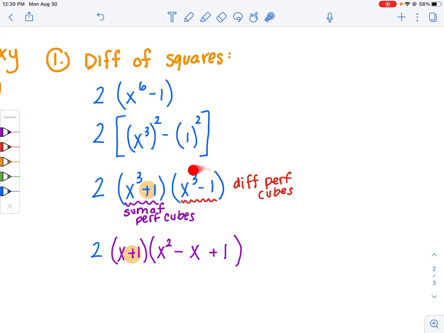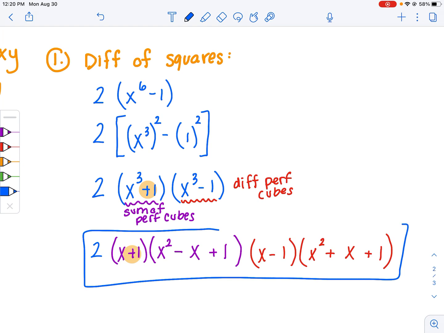Difference of cubes, we're now looking at this term right here. We're going to simplify that. It's the same operation. Opposite, always positive. So it's x minus 1. We'll have x squared. First times the second is x, and then 1.